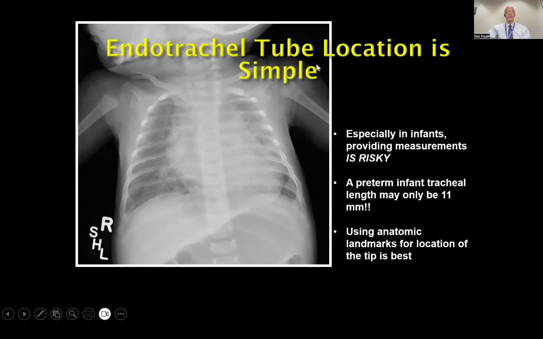So the endotracheal tube location is really quite simple because we have anatomic landmarks. The problem in dealing with measurements of tracheal length, where the endotracheal tube is 2 centimeters above the carina, or 15 millimeters, or 3 centimeters, is that in the preterm infant, the very young infant, that trachea may only be 11 millimeters. So if you're talking about 2 centimeters in an 11 millimeter trachea, that means that endotracheal tube is very, very high. So anatomic landmarks are what I deal with, even in the teenage kids, because you want your endotracheal tube to be between the thoracic inlet and the carina.